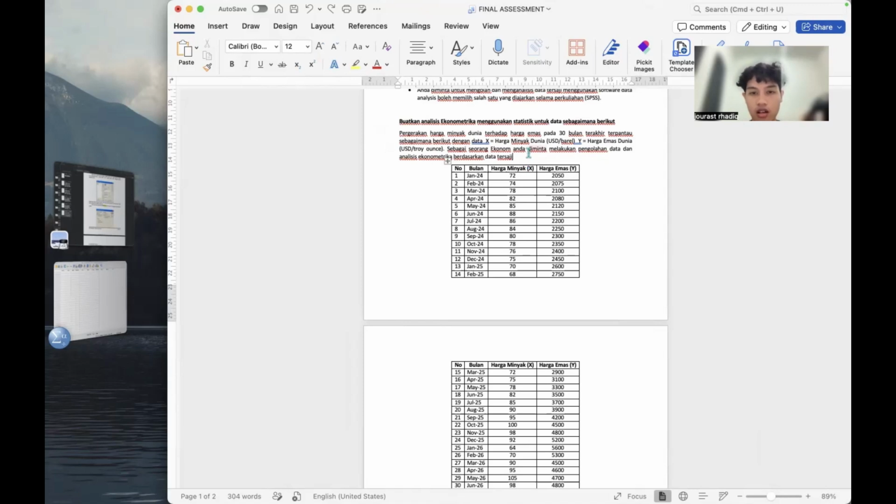So here we have two data. The first one is X, which is the independent data to represent the oil prices, and also Y, the dependent variable that represent the gold price. And we want to see here if there's any relationship between both of the data.